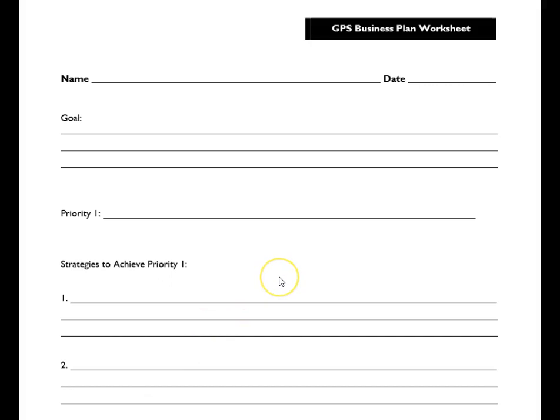Today we are going to talk a little bit about business planning, and we use the GPS business plan worksheet. The G stands for goal, the P for priority, and the S for strategies to achieve that priority. As we're planning for the next year, we want to figure out what our goal is. So let's take a sample goal: we want to reach $100,000 in gross commission with 24 real estate transactions. So how do we break that down?